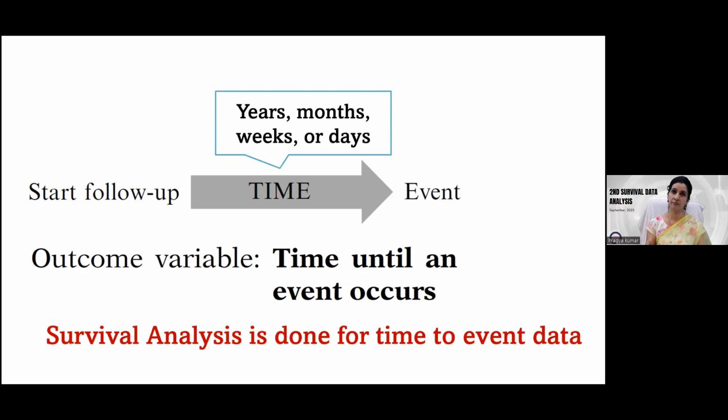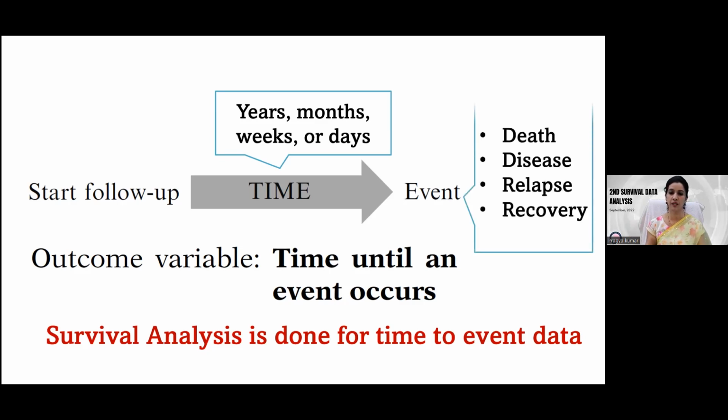This time can be in years, in months, in weeks, or in days. So you have to mention in which unit you are taking this time, because whatever calculation you do will differ if you are calculating it yearly, monthly, weekly, or day-wise. And this event can be the death of the person, or in this case the death of the butterfly. This event can be the occurrence of any disease.